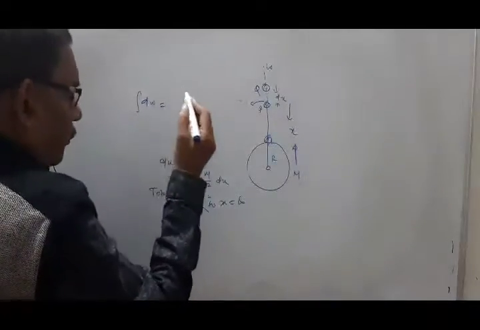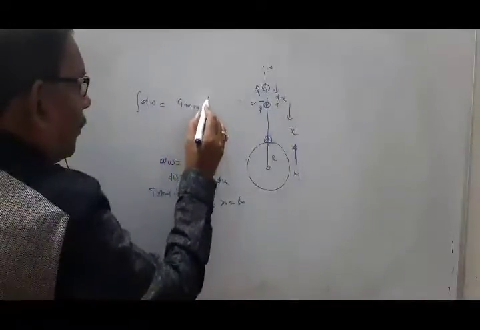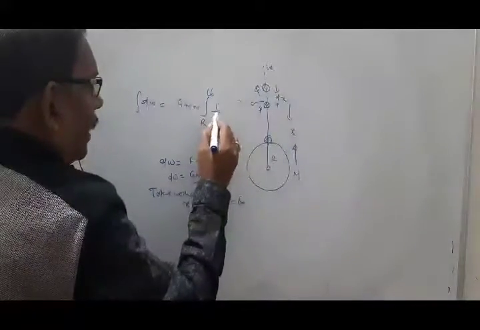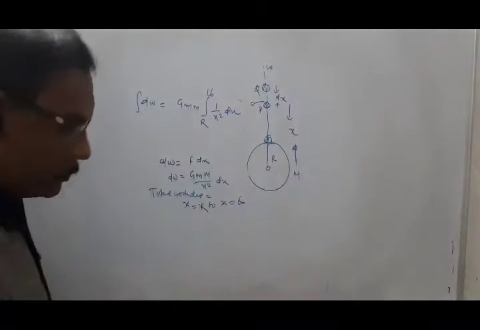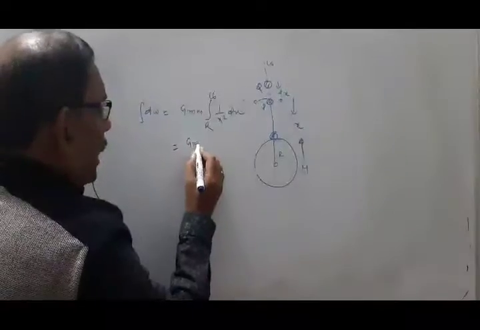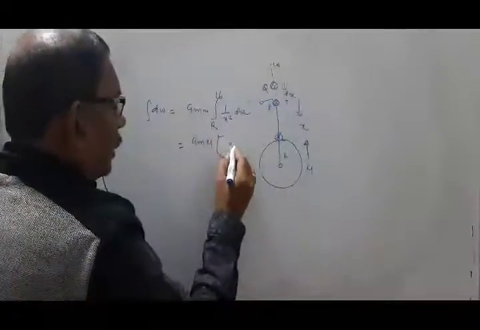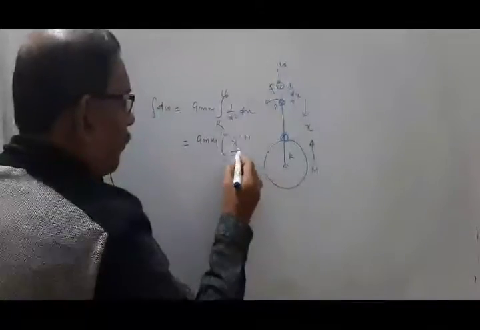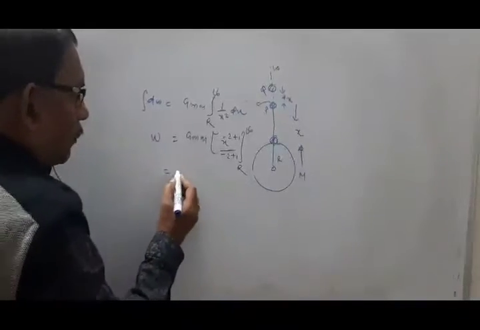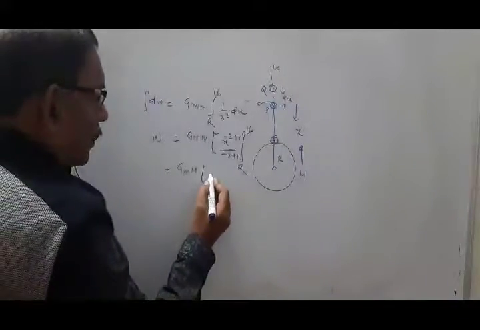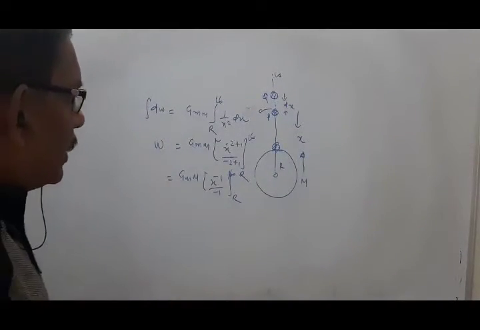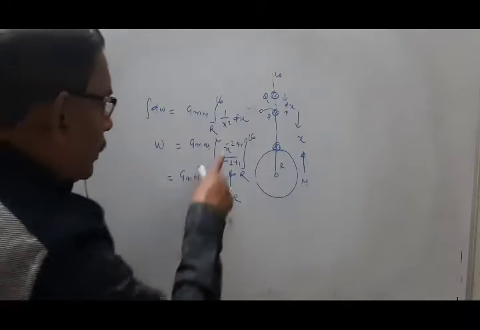W equals GMm integral from r to infinity of 1 by x square dx. After integrating this, GMm times x to the power minus 2 plus 1 over minus 2 plus 1, that is GMm x to the power minus 1 over minus 1, from r to infinity. This is the method of integration. You have to solve in this way.